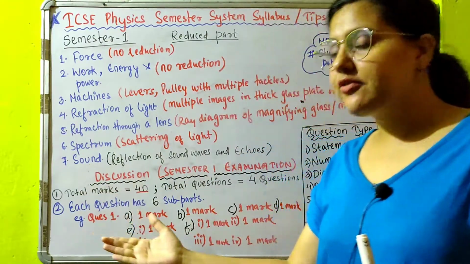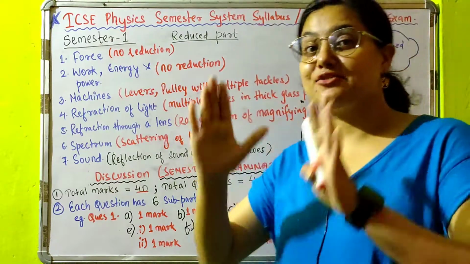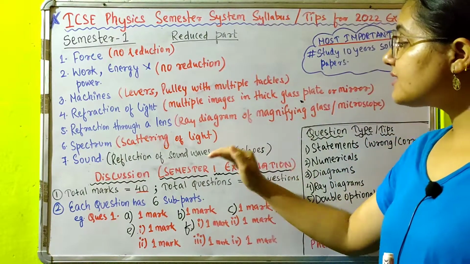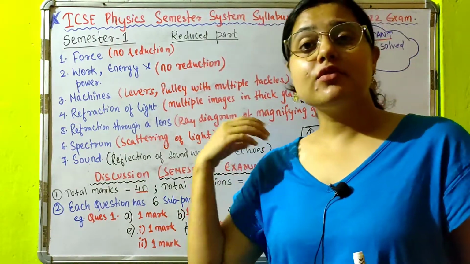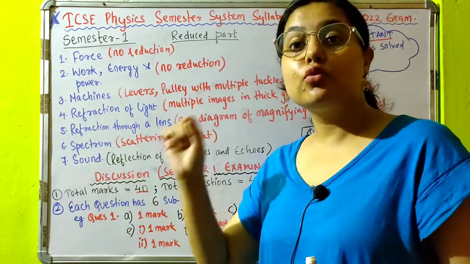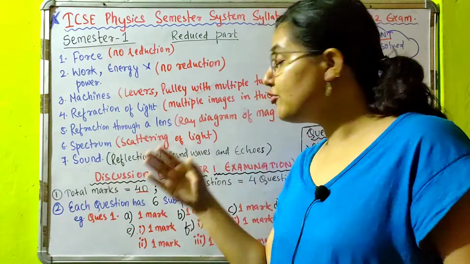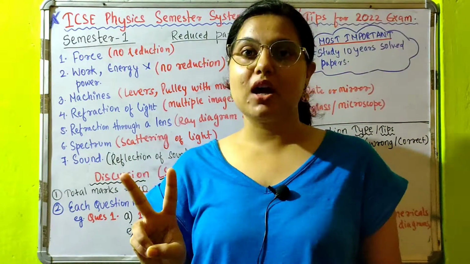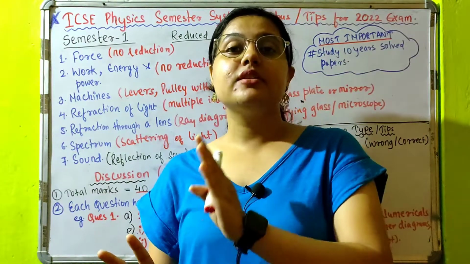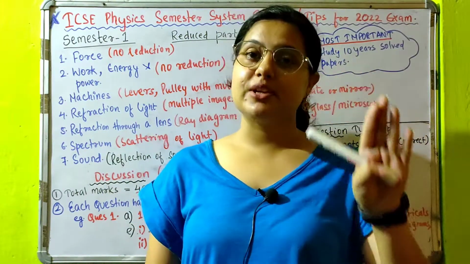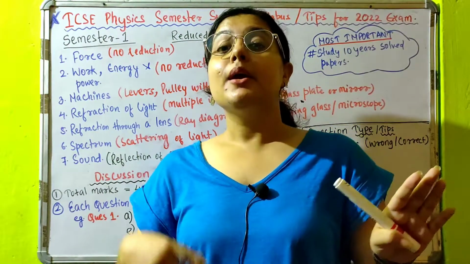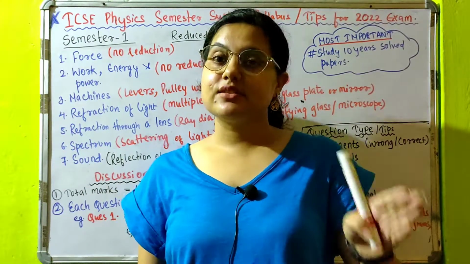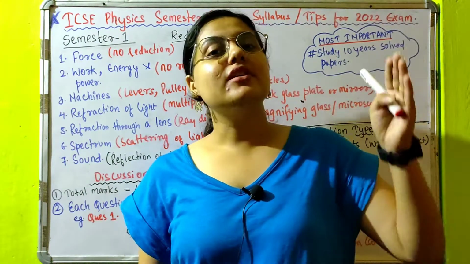And from the chapter spectrum, scattering of light has been reduced. For sound, I have written this part in black color because this is the part that is coming. The rest of all the parts apart from this are cancelled. You cancel those parts and mark tick for this part. The sound chapter has been divided into 2 parts. The first part is coming for your semester 1 and the second part is coming for your semester 2. Basically, section A of the chapter is for your semester 1, and sections B and C of your sound chapter are for your semester 2.